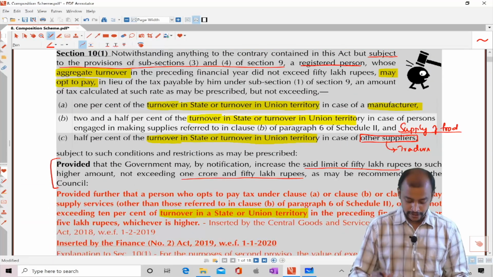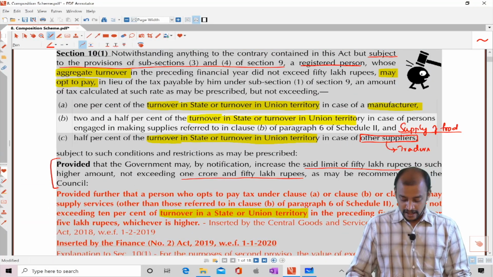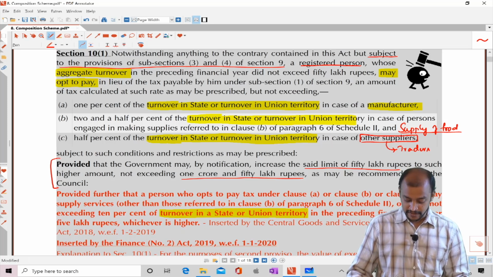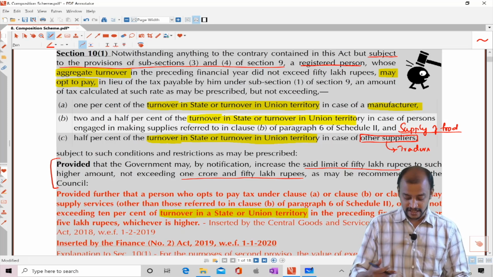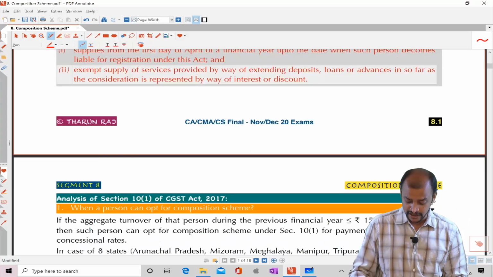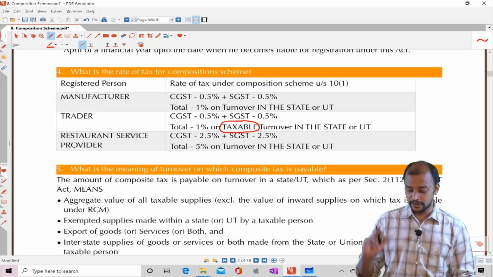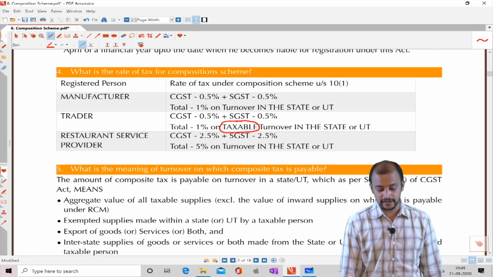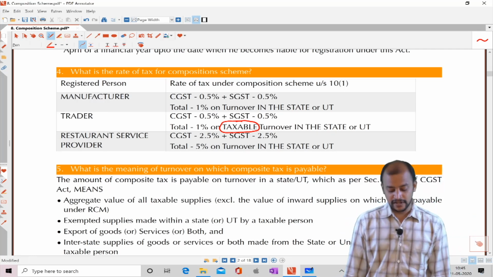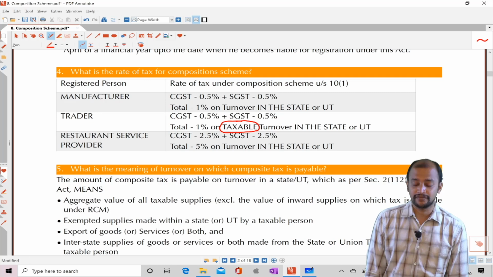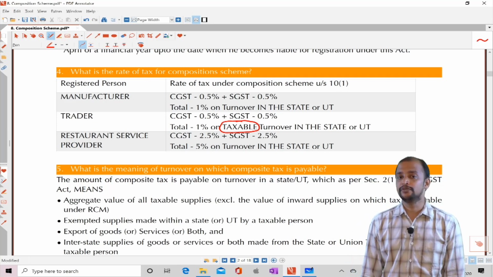If you want, you look into there, 0.5%, but this is based on the notifications here, it is not here. So here it is used as turnover only, but based on some other notifications. So it is given this way. So it should be taxable turnover in the state or union territory. Whereas a restaurant service provider, it will be 5% of the turnover in the state or union territory.